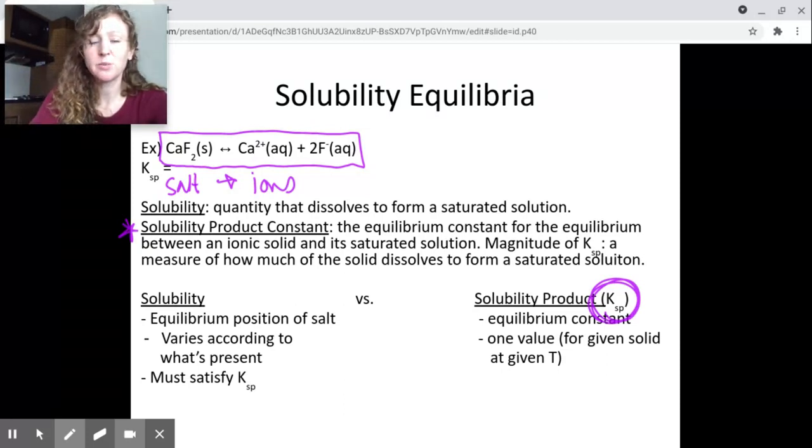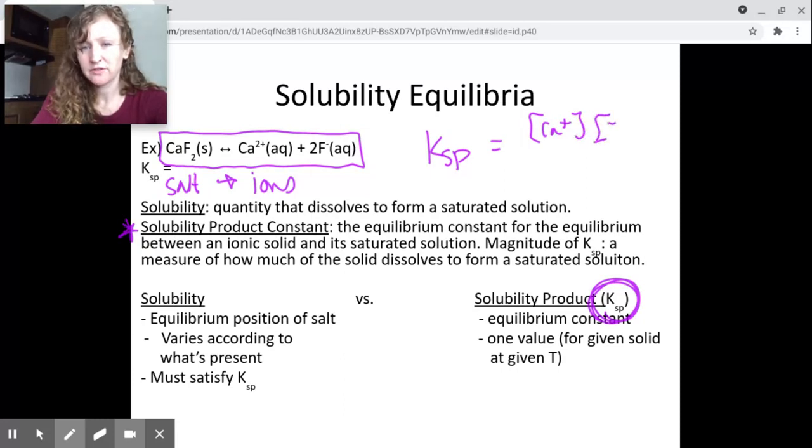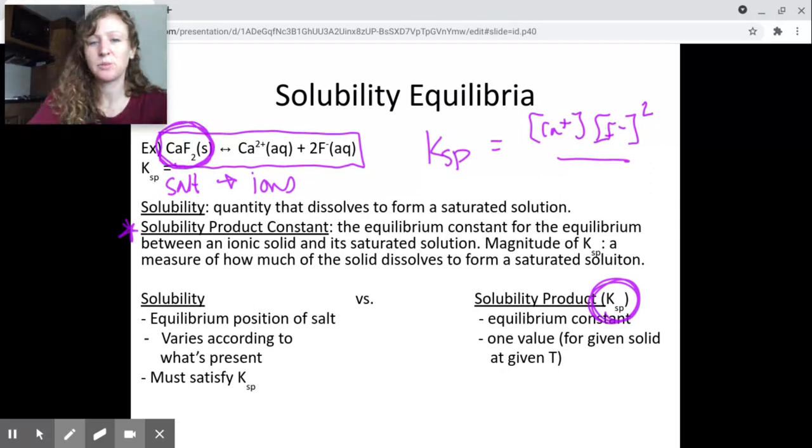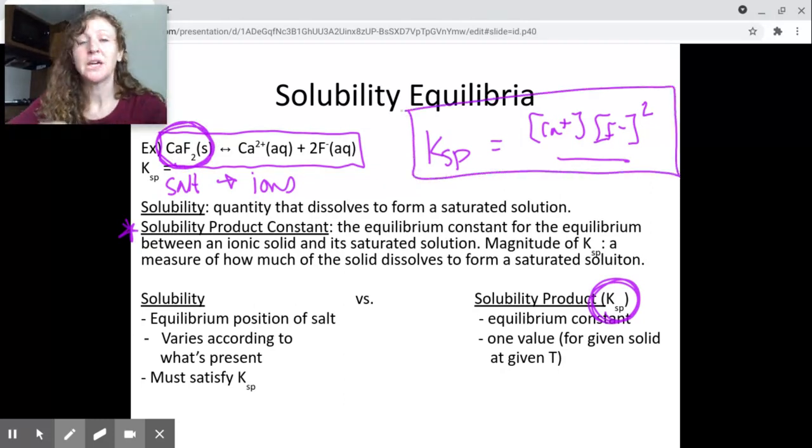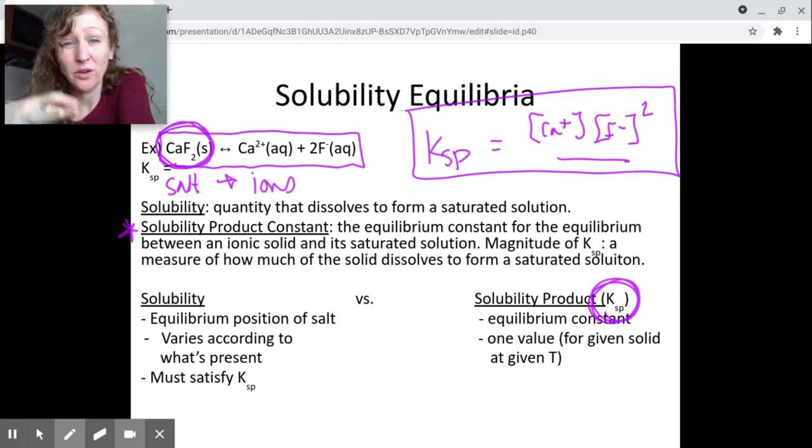If we were to write the KSP for this equation we have up here, your KSP is going to equal the concentration of your products. So that's calcium raised to its coefficient. That's fluorine for the fluoride ion raised to its coefficient of 2 over 1, right? Because this is a solid, so it's not going to affect your KSP. So this is our KSP equation. You have to remember solids and liquids don't affect the KSP equation. You don't include them. And you have to remember that we raise it to the coefficient.